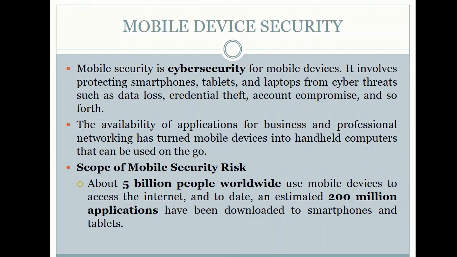It has full control and full access to our login systems like email, WhatsApp, and banking: internet banking, net banking, mobile banking, everything is there. You don't even need to carry a single rupee with you while going shopping nowadays, right? So how are you going to secure that device from malicious things, that's what we are going to see now. The scope of the mobile security risk. What is the scope? About 5 billion people worldwide use mobile devices to access the internet, and to date an estimated 200 million applications have been downloaded to smartphones and tablets. These numbers are estimated, not exact.